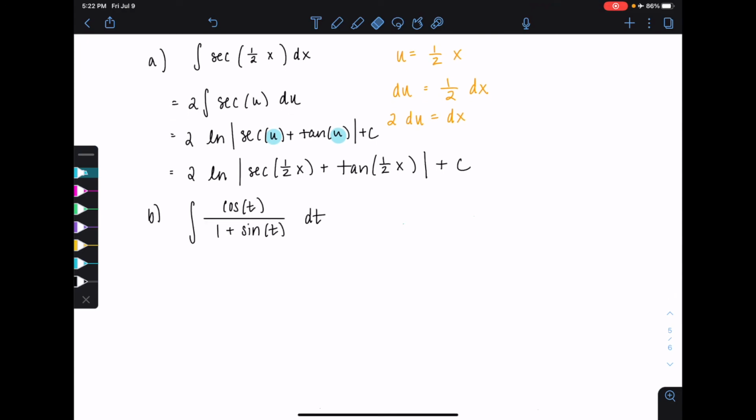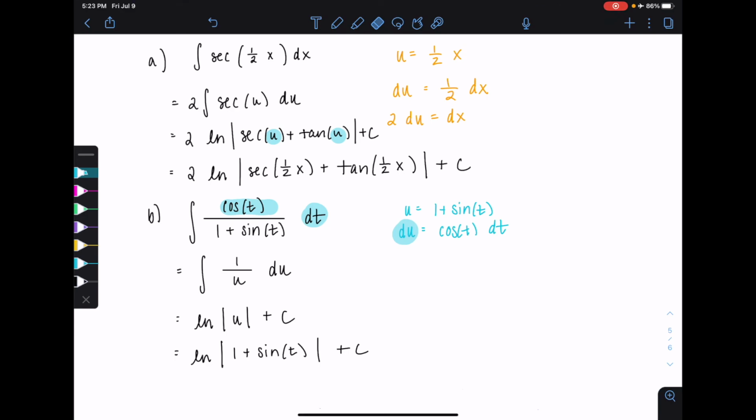Let's try another one. Let's go ahead and integrate cosine of t over 1 plus sine of t. Again, I've got a function in the bottom and then this other thing up top. So let's try making a u substitution with the thing in the bottom. We'll let u be 1 plus sine of t. So du is just going to be cosine of t dt. So this is going to get exactly replaced by du. And so this switches over beautifully to the integral of 1 over u du. Antiderivative of that is natural log of the absolute value of u plus c, which is natural log of the absolute value of 1 plus sine of t plus c.